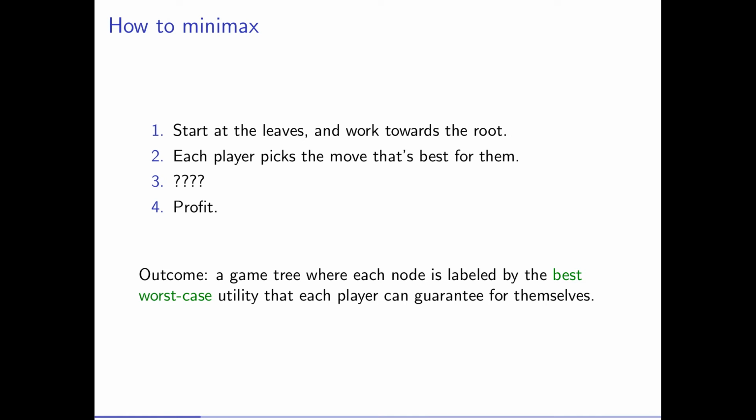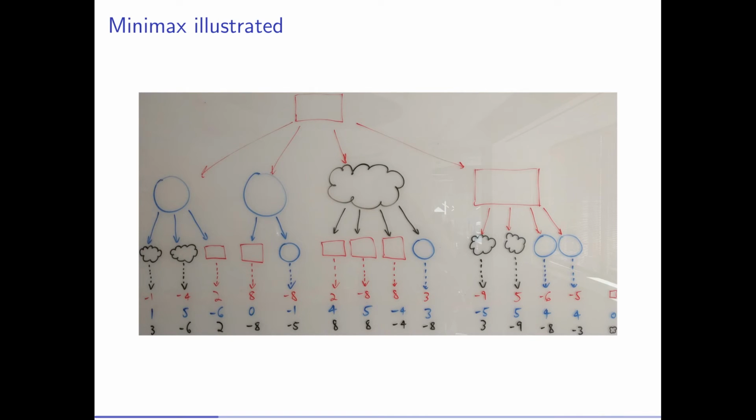The outcome of the algorithm is a modified game tree with new labels at each of the nodes. And the labels at the nodes are a description of the best worst-case outcome that each player can guarantee for themselves, no matter how the other players play, under the assumption that the other players are also playing to win. Okay? So let's do an example to see how this works.